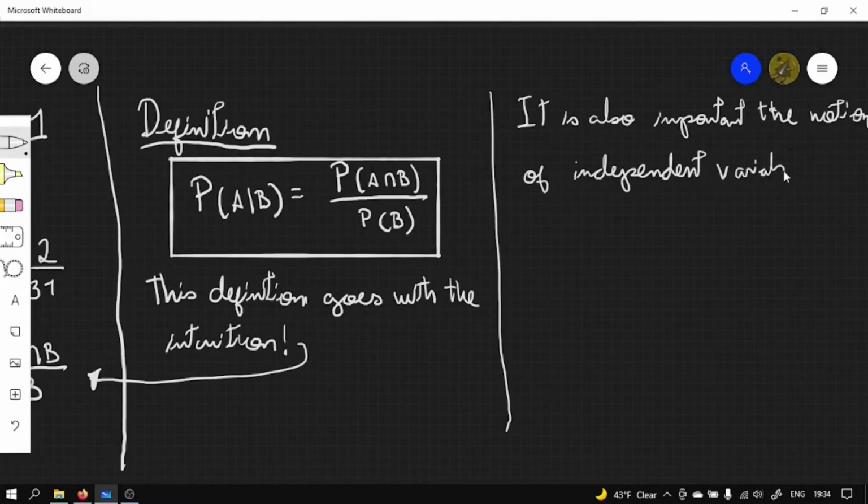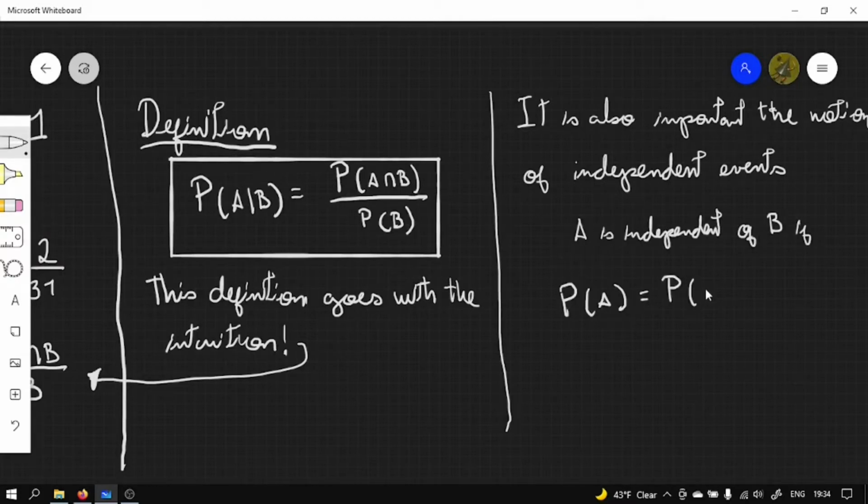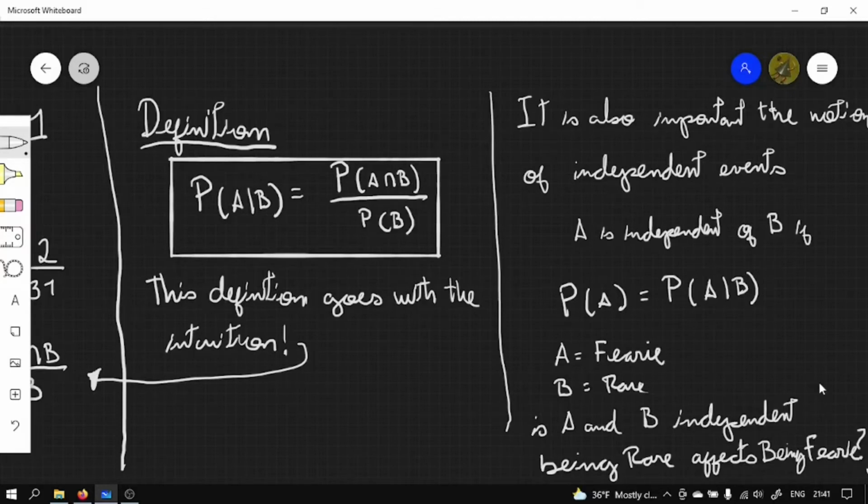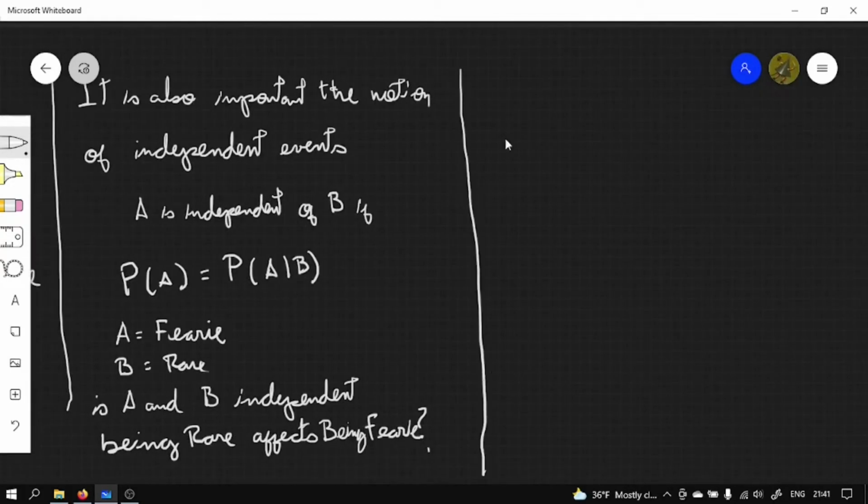Now we want to see when 2 variables are independent. So 2 variables are independent if the probability of an event A is the same as the probability of the event A given B. That is, A and B are independent. B doesn't change the probability of A. So being B doesn't affect being A. So A and B are independent.